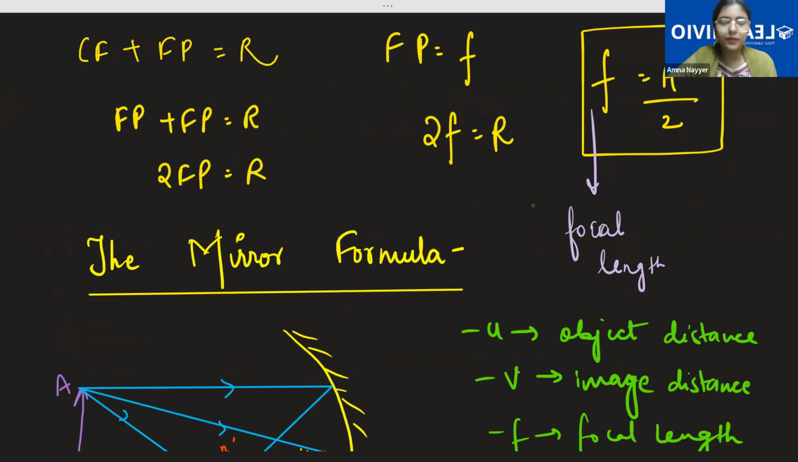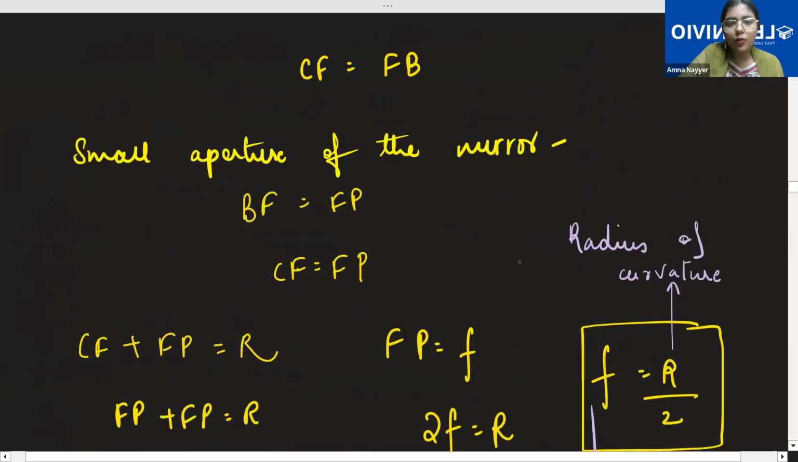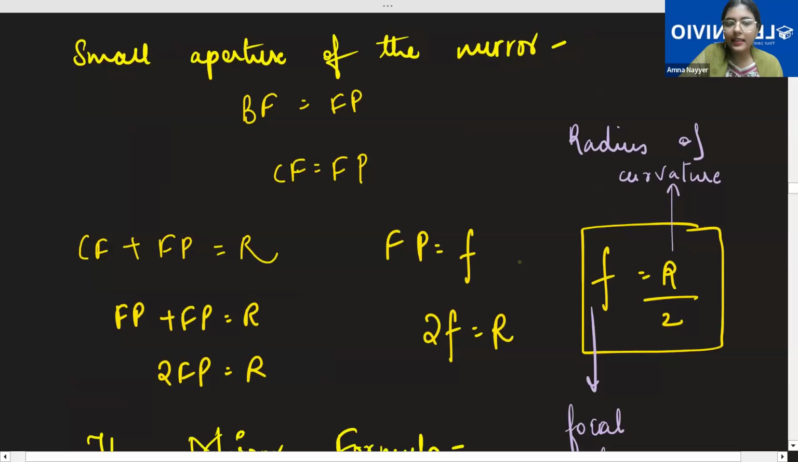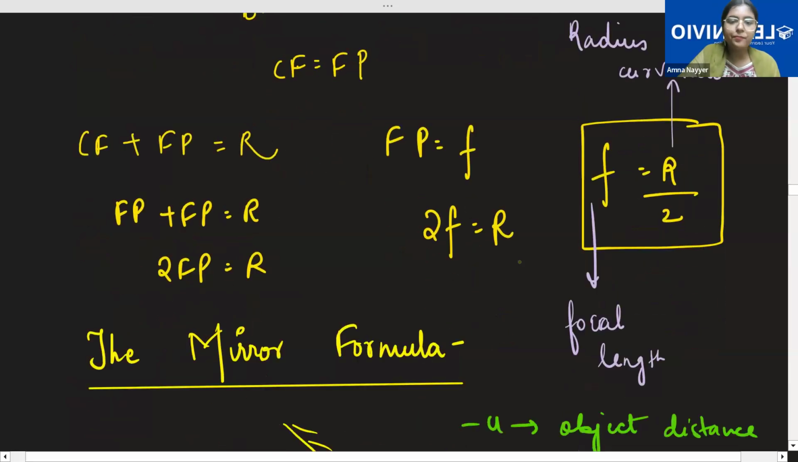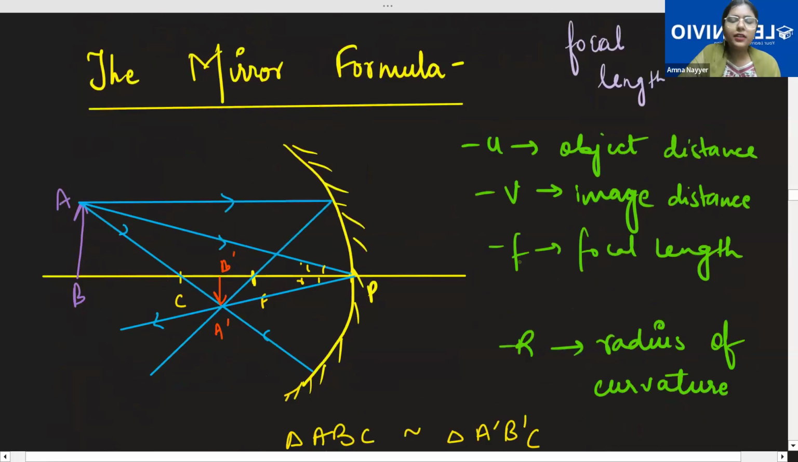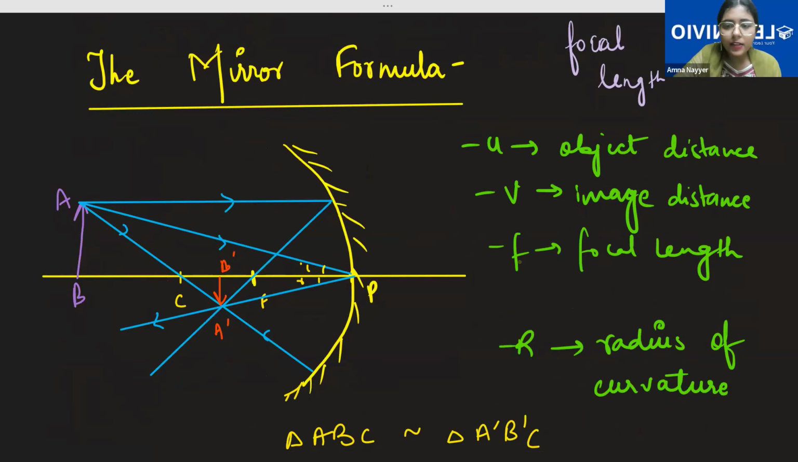So see, that was the relation between the focal length and the radius, and this derivation can come in the exam. Now, the mirror formula. You've already studied it in your earlier classes as well, but you never studied its derivation. So we'll be seeing its derivation.